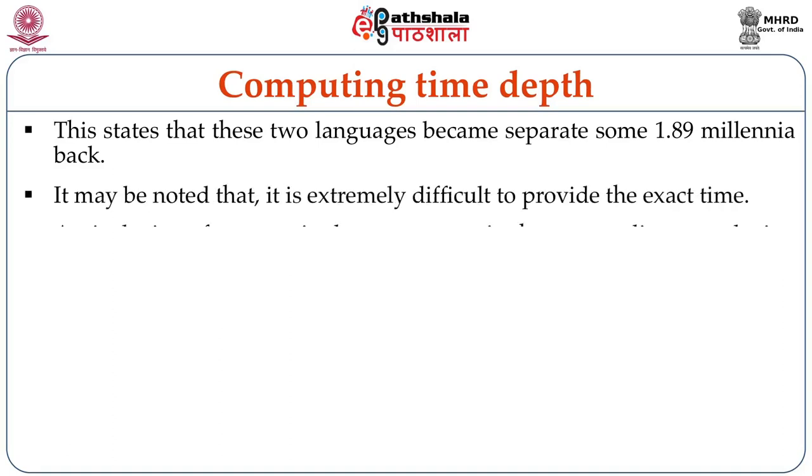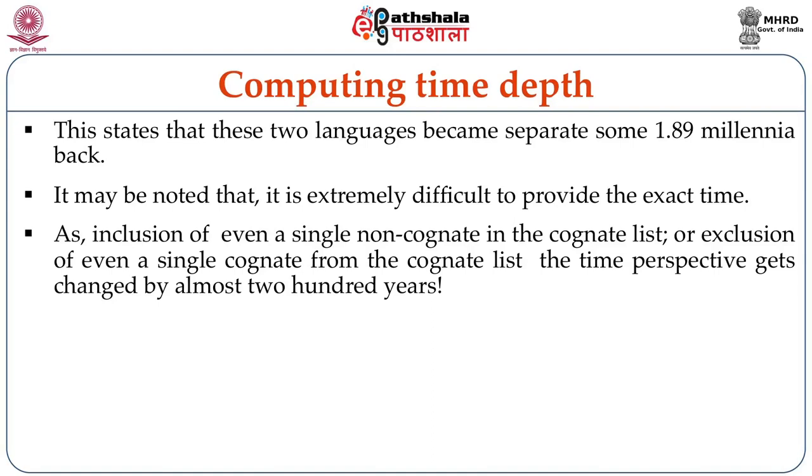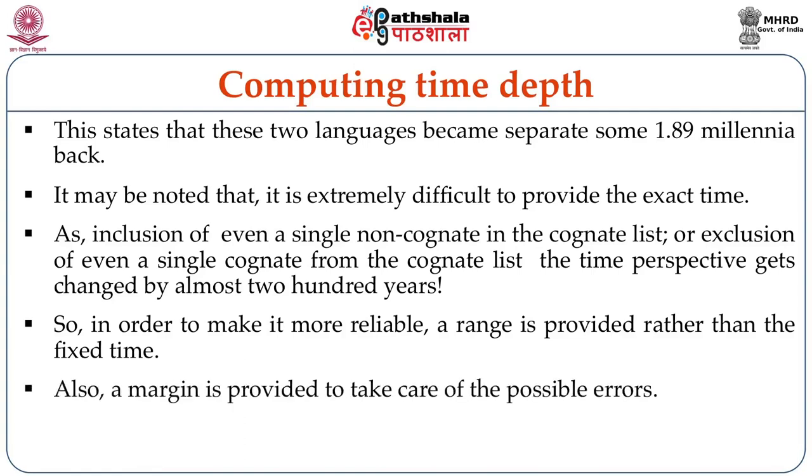It may be noted that it is extremely difficult to provide the exact time, as with the inclusion of even a single non-cognate in the cognate list, or exclusion of even a single cognate from the cognate list, the time perspective gets changed by almost 200 years. So, in order to make it more reliable, a range is provided rather than a fixed time. Also, a margin is provided to take care of the possible errors.